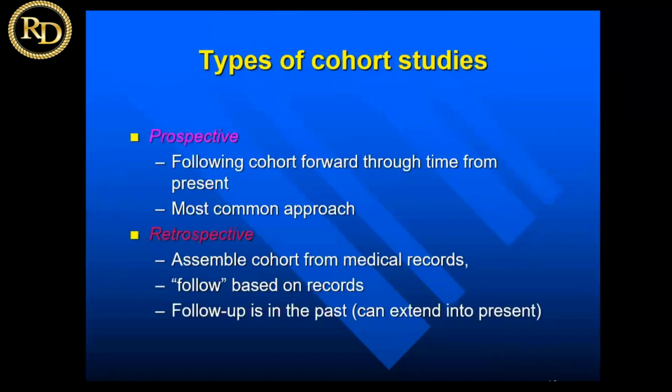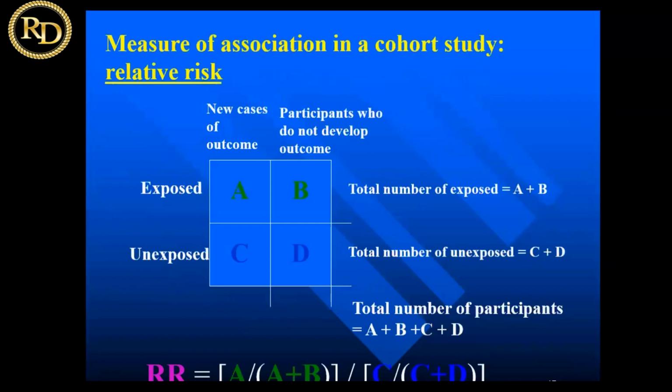So the types of cohort I've explained to you: prospective, and we have the retrospective. Here the measure of association in a cohort study is seen by the relative risk. In relative risk, we have A divided by A plus B, divided by C divided by C plus D. This is the measure of association, the formula which is used.